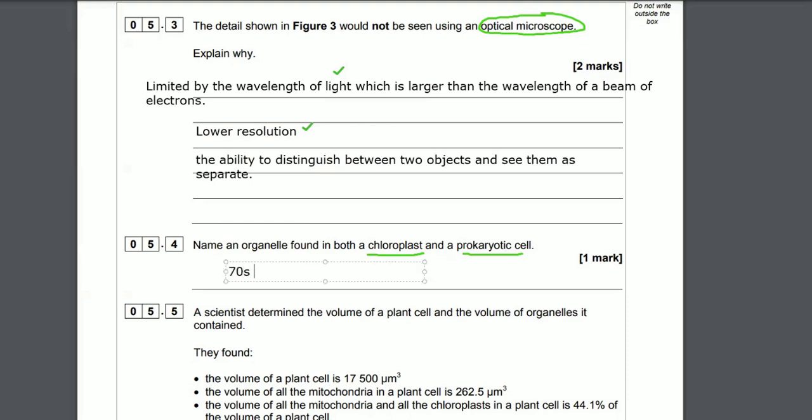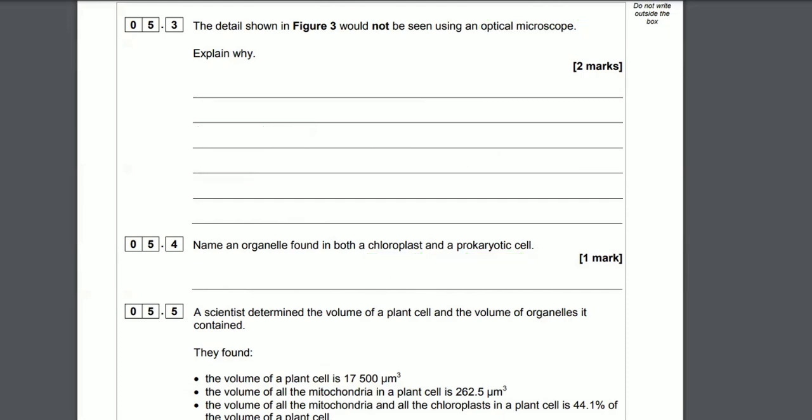Right, name an organelle found in a chloroplast and a prokaryotic cell. So again, you might be tempted to say circular DNA. Don't do that. That's not an organelle. It's a 70S ribosome.